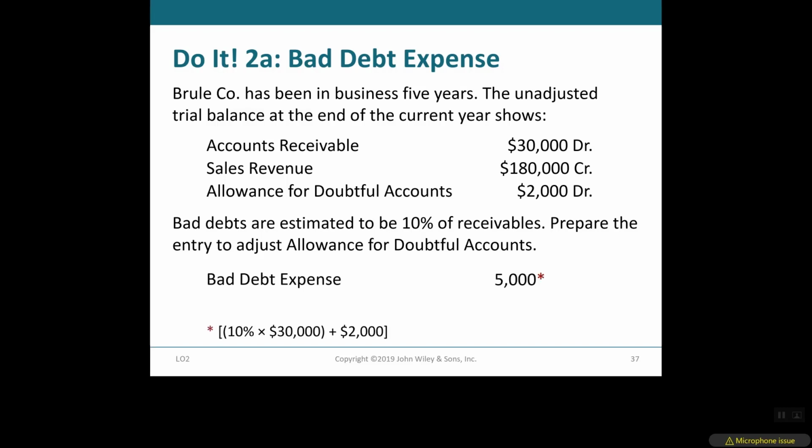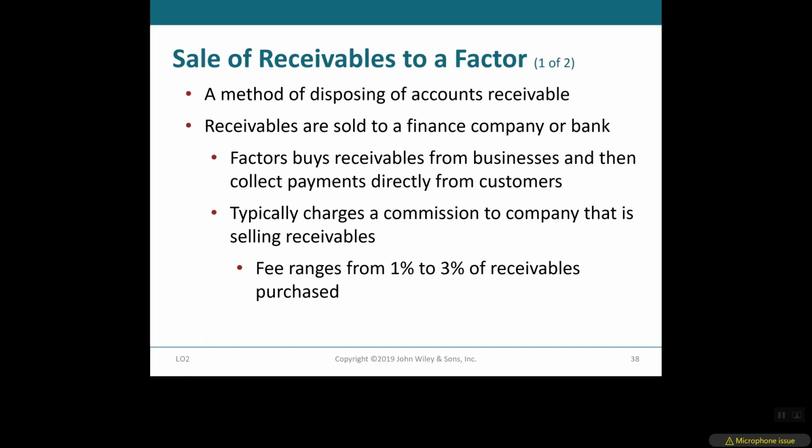Bad debt expense is going to be 5,000. How do we get the 5,000? We are saying 10% times the 30,000 plus the debit, the underestimated amount, and that gives us the 5,000. Then allowance for doubtful debt for the month is going to be what? 5,000.